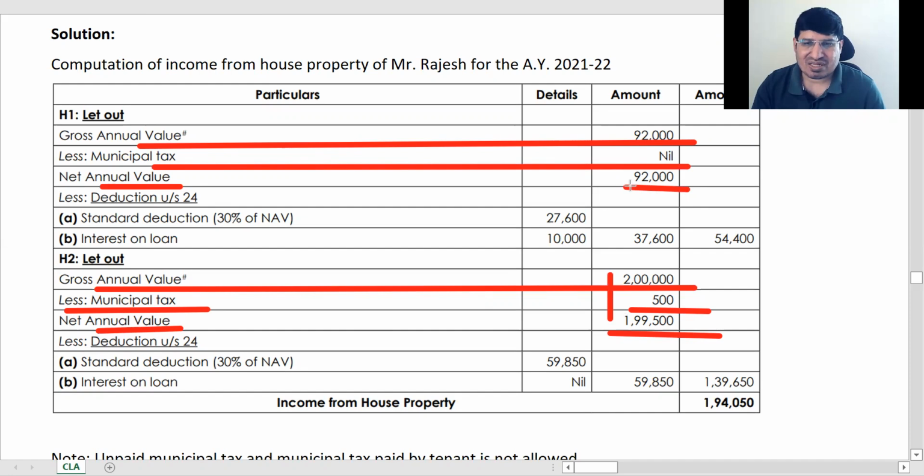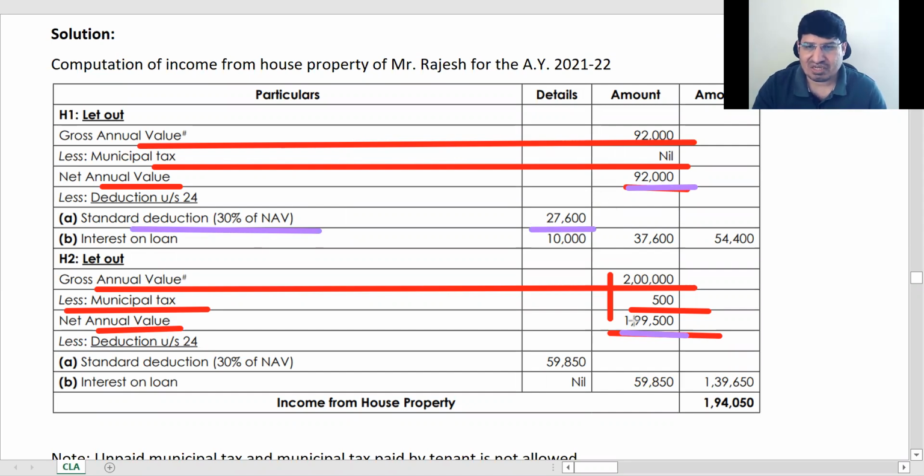This 92 and this 199, calculate 30% of it. Be careful, because sometimes in exams we get confused between 30% and 1/3. 1/3 is 33 1/3, so 1/3 is different from 30%. Sometimes it happens, which is why I am alerting you. Just be careful that standard deduction is 30% of NAV. So this is the value.